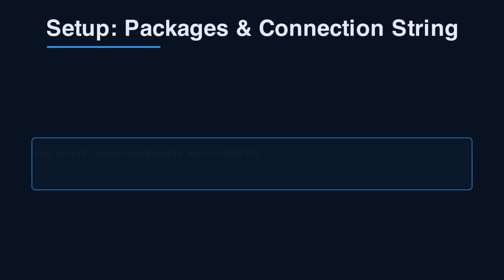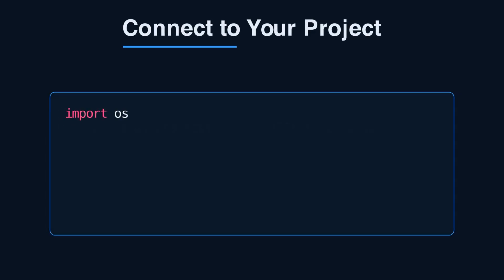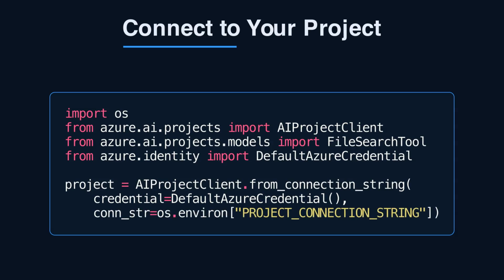Setup is the same two packages and the same project connection string from the Foundry portal, set as an environment variable. The Azure AI Projects SDK gives us the agent and file search APIs, and Azure Identity handles authentication through DefaultAzureCredential, which signs you in locally via az login and via managed identity in production, with no keys in code. We import the AI project client, the file search tool from the models module, and DefaultAzureCredential, then create the project client from the connection string, exactly as before.